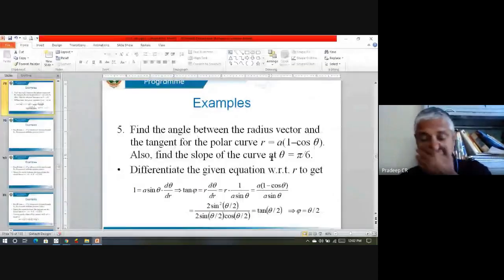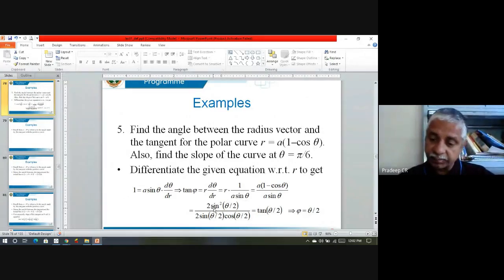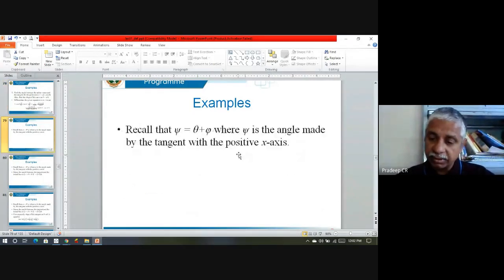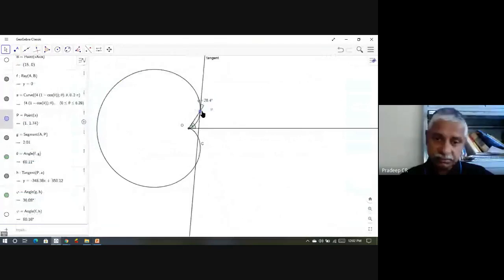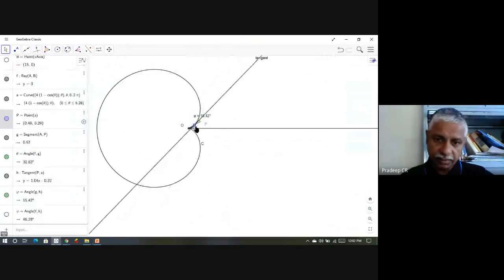I'm showing you GeoGebra just to make you understand what we are doing. The geometry is also important. So this is phi is theta by 2. And in this problem I want the slope of the curve at theta equal to pi by 6. So pi by 6 means 30 degrees. So when theta is 30 degrees, let us make it smaller. Theta is 30 degrees. So here it is approximately.